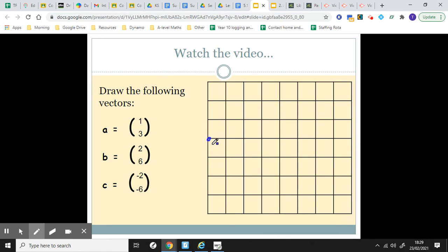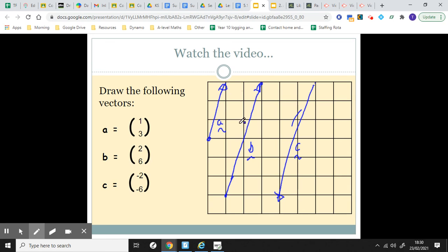And if we have (1, 3), vector A is going like this. Again, the way you start doesn't matter. Vector B is (2, 6), so 2 right, 6 up. That's correct. Okay, and then vector C is (-2, -6), so it should be going in the opposite direction.